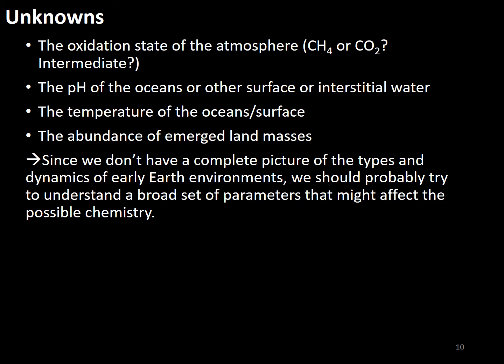We've heard in various talks previously that there's some debate over the abundance of emergent land masses, including early continents or volcanic islands. And the point being that since we don't really have a complete picture of the types and dynamics of early Earth environments, it would probably be a good idea for us to try to understand a broad set of chemical parameters that might affect prebiotic chemistry so that we can make predictions about how changing the environment would affect their outcome.